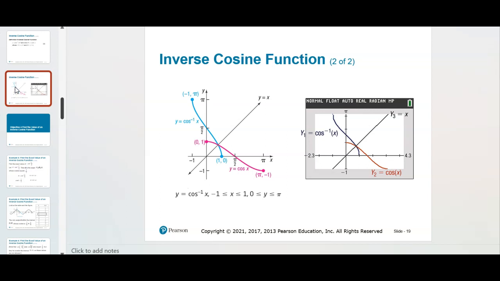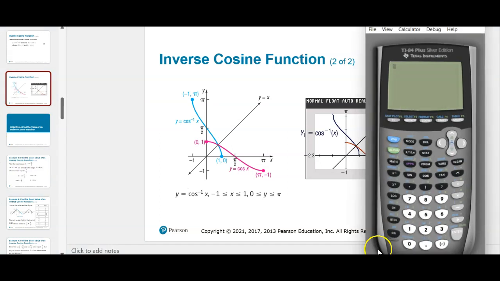We are outputting obtuse angles for the first time. All right, let's see it graphed on our calculator. So I'm going to go to y equals and clear out this inverse sine and replace it with inverse cosine. So second cosine, inverse cosine.